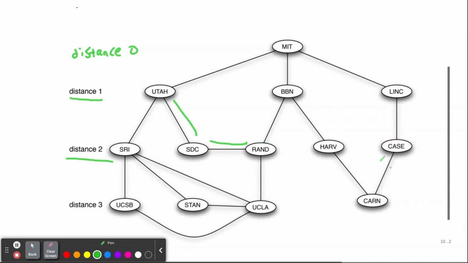Harvard and Case are both connected only to nodes we've seen; the only new node they're connected to is Carnegie Mellon. So after doing that, we notice that SRI gives us all the new nodes, and these are at distance 3. And if we count these up, we will realize that we've now accounted for all of the nodes in the network. So MIT is at a maximum distance 3 from every other node in the network.